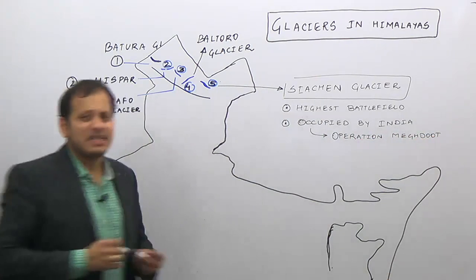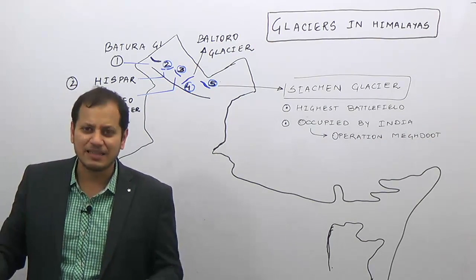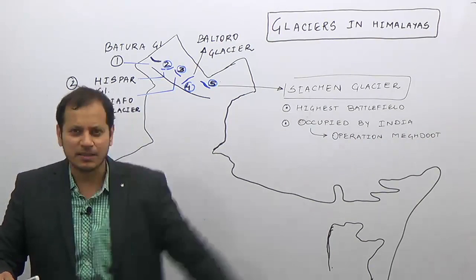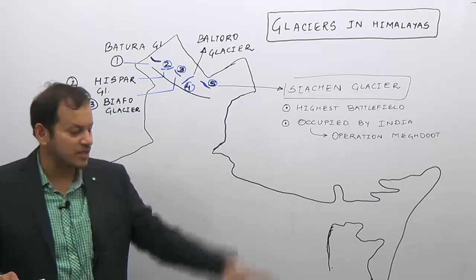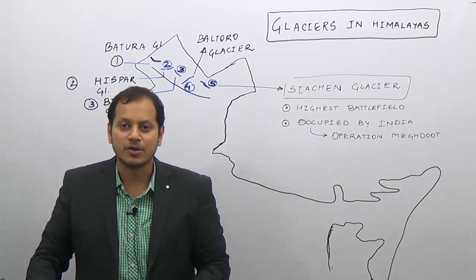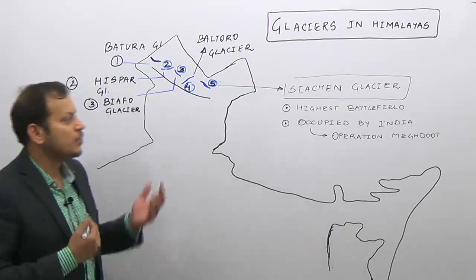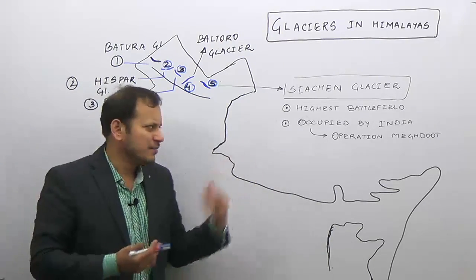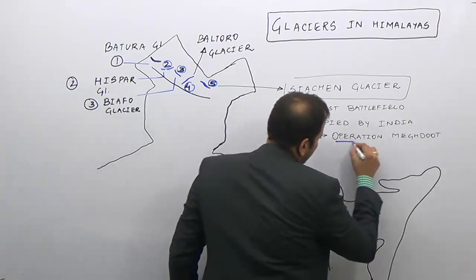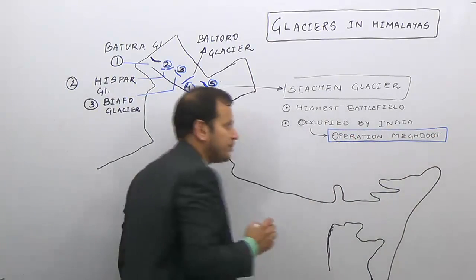So remember, in the UPSC examination there won't be a section saying this is a geography section, this is a history section, this is a polity section, and this is a general knowledge section. Questions are interlinked and mixed. That is why I am trying to give you the best possible. So Operation Meghdoot is the operation through which India occupied the Siachen Glacier.